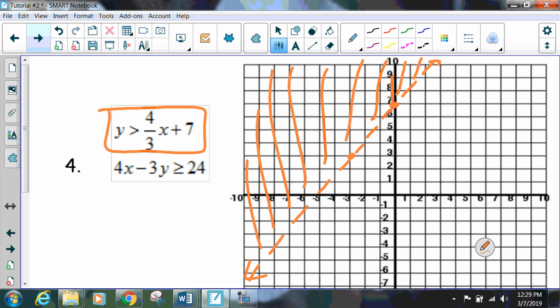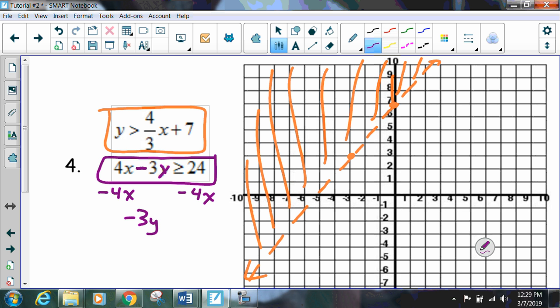Okay, let's switch colors. Let's go purple, and let's do this. And this is where we're like, uh-oh, we've got to do a little extra work, don't we? So we did this in our last tutorial. We can do it again real quickly. I want to get y by itself, so I'm going to go ahead and subtract the 4x from both sides. I bring down my negative 3y. Don't forget that negative. That's part of the 3y. I bring down my greater than or equal to, and then instead of writing 24 minus 4x, I write negative 4x plus 24.